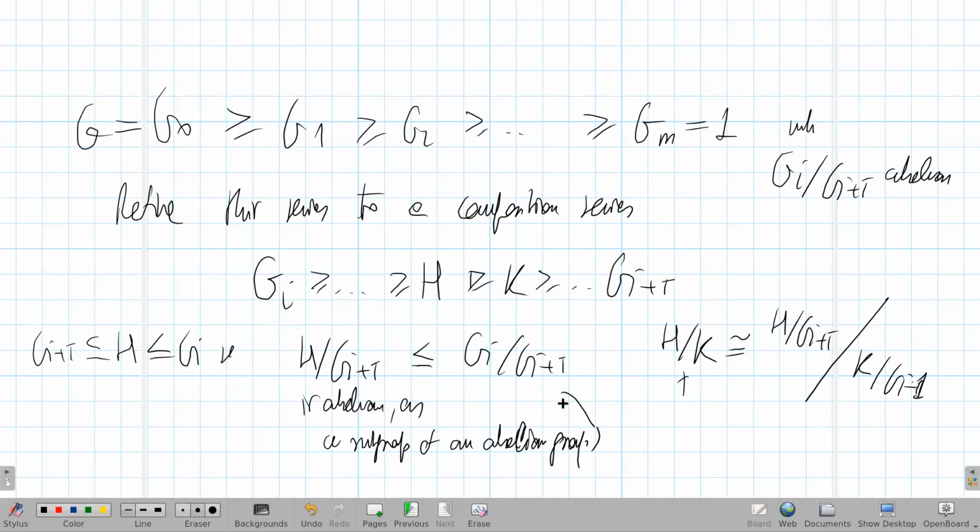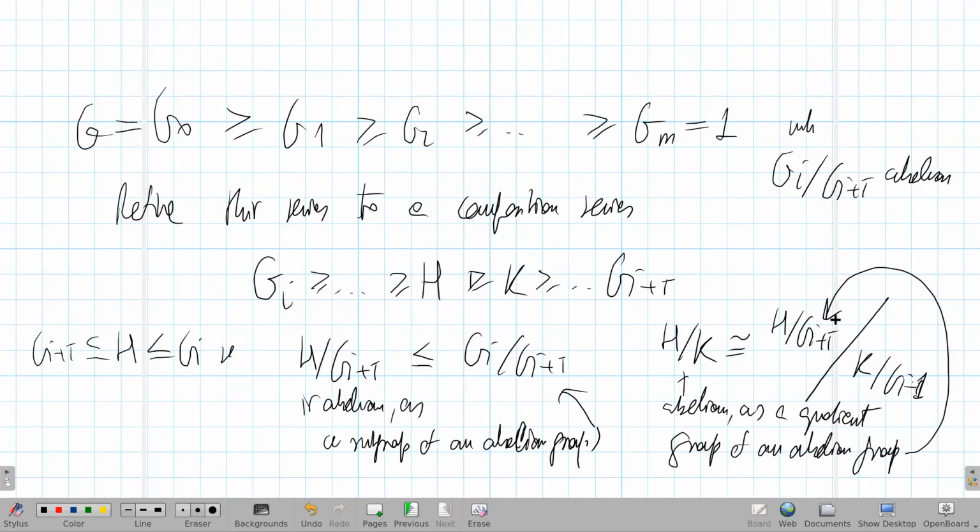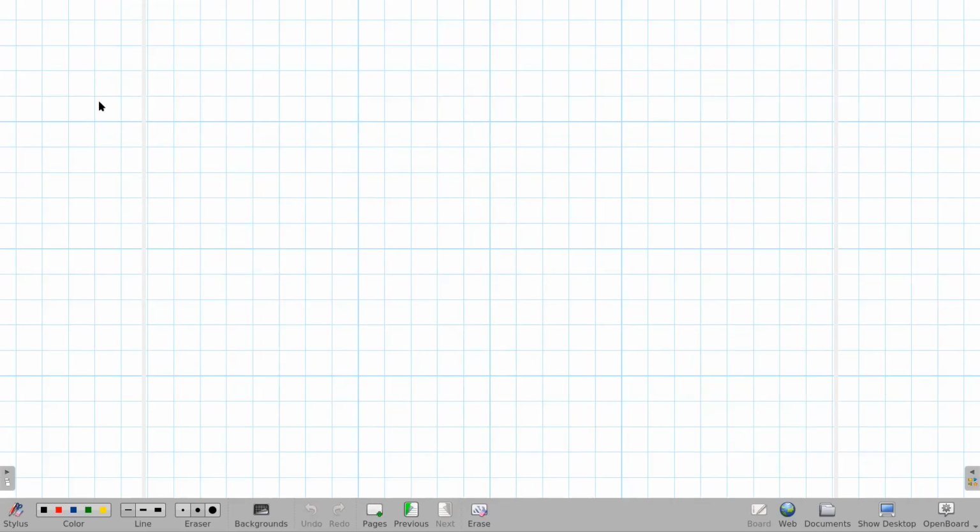This one is abelian as a quotient group of an abelian group. So we have used the simple fact that a quotient and a subgroup of an abelian group are abelian. This is quite immediate. And with an entirely similar proof, which I leave as an exercise, we can prove the following.